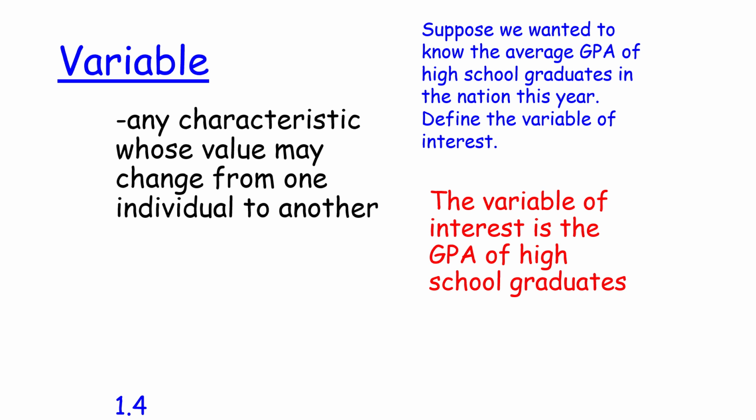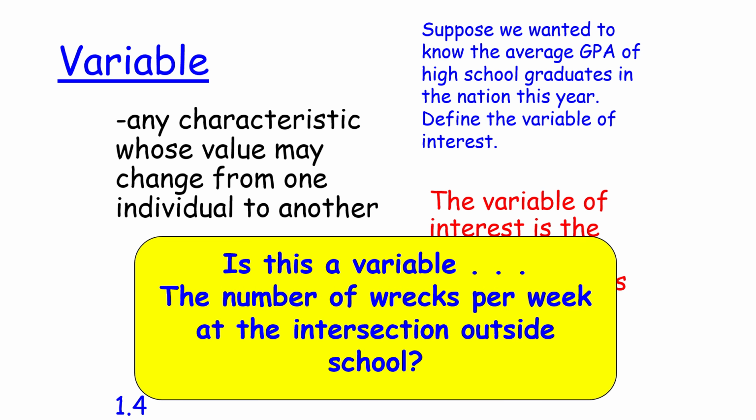Variables can be things like the brand of calculator or brand of computer that you have. It could be the number of textbooks that you purchase. It could be the distance to school. So there's lots of different things that can be variables. So let's try one. I want to know if this is a variable. The number of wrecks per week at the intersection outside of school. What do you think? Yes, that's a variable.